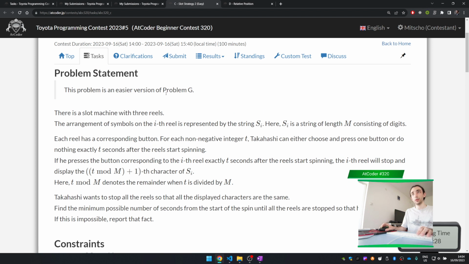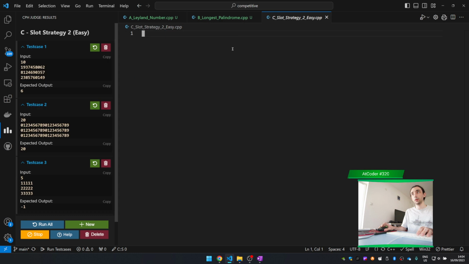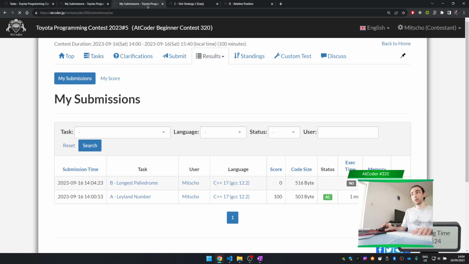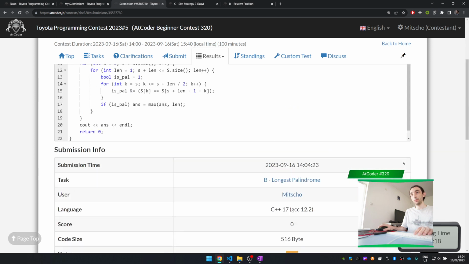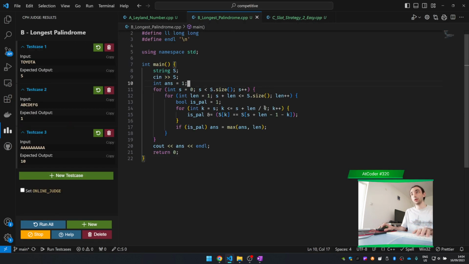Slot machine. This is an easier version of problem G. Okay. Oh, oops. That should not happen. The size, the starting position is this, then the length is this plus this.